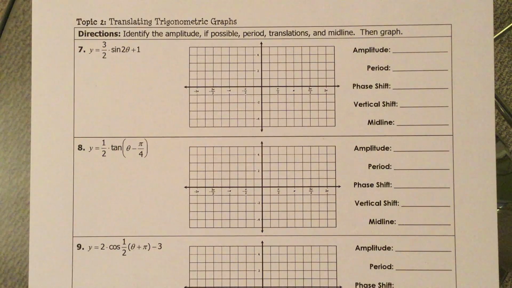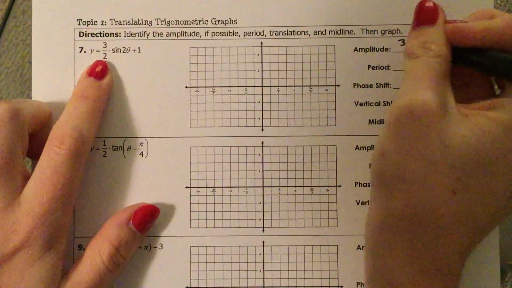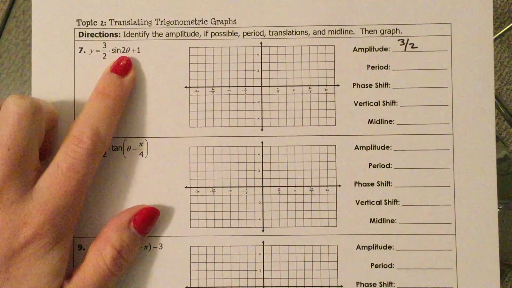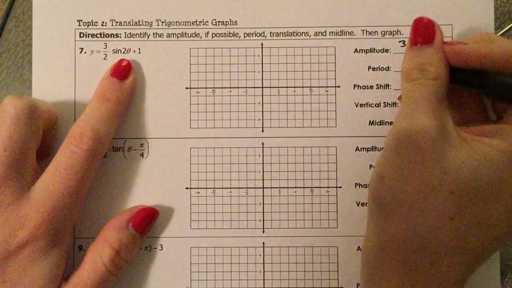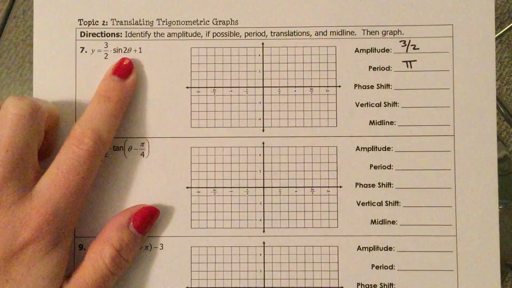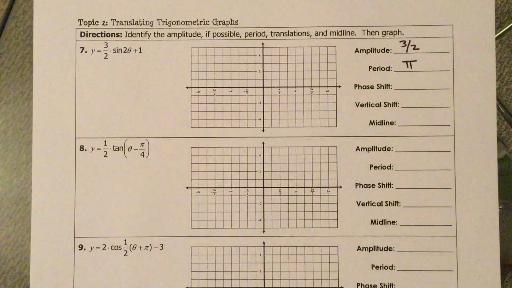So first one, we've got a sine graph. You still find the amplitude the exact same way. That's the value that's out front. The period, you still find the exact same way. So for sine, it'd be 2 pi divided by 2 for this one. So that is pi. And then we have the new possible addition of a phase shift and or vertical shift.